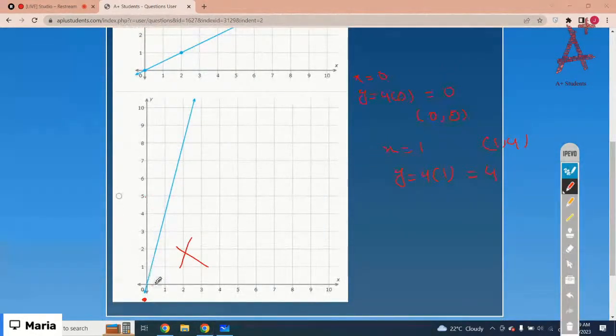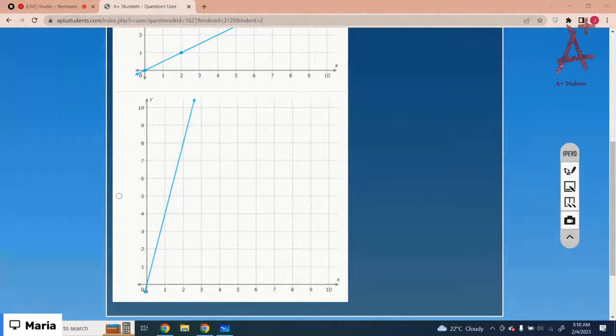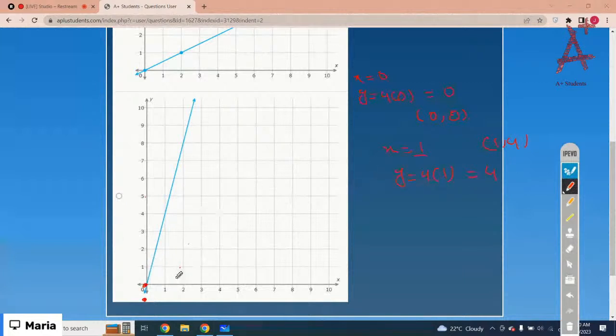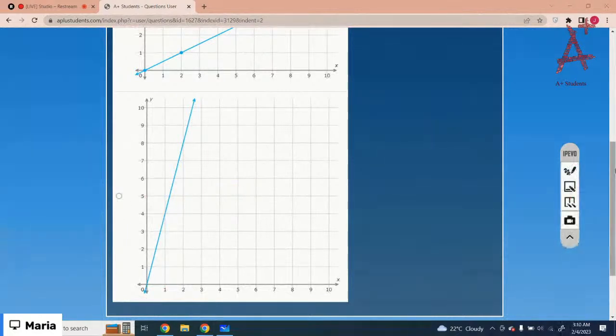Okay, just see when x is 0. Here you have the graph starting from 0, 0. Just look at when x equals 1. Here you have x equals 1. Just match it. It would be x equals 1 and y equals 4. That means that is the solution of the equation. So the second one is the solution of the equation.